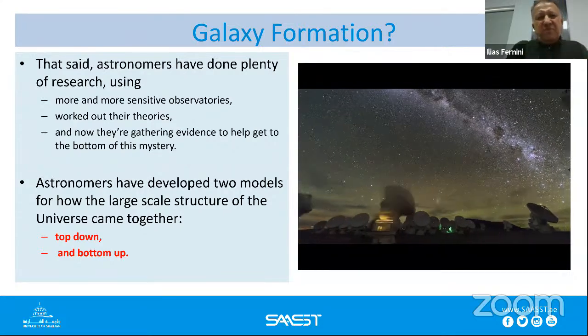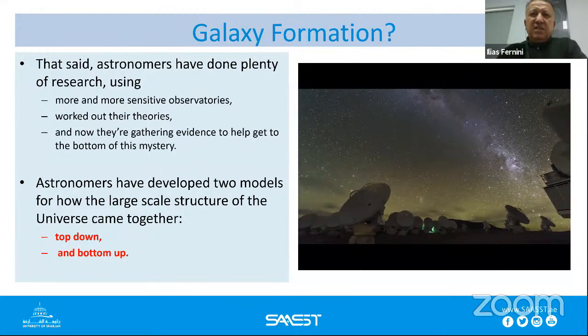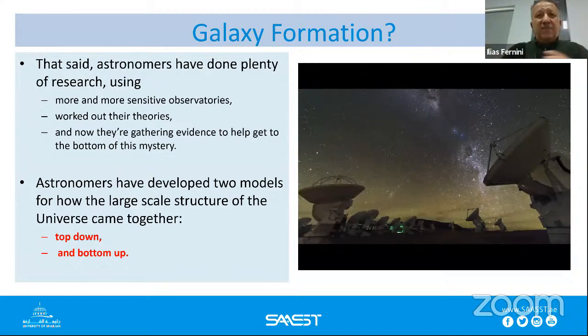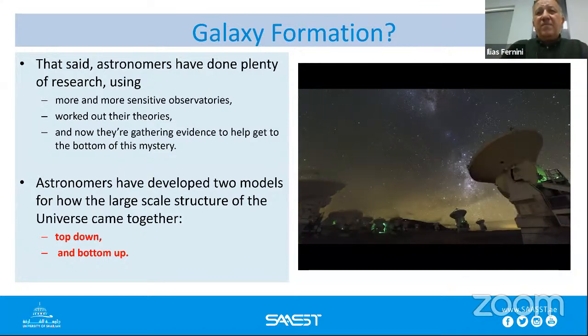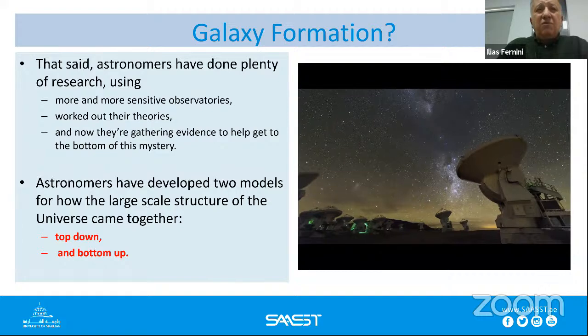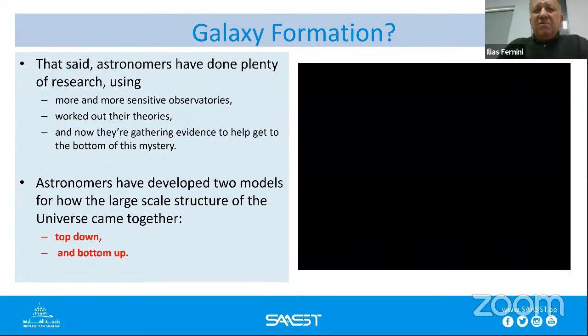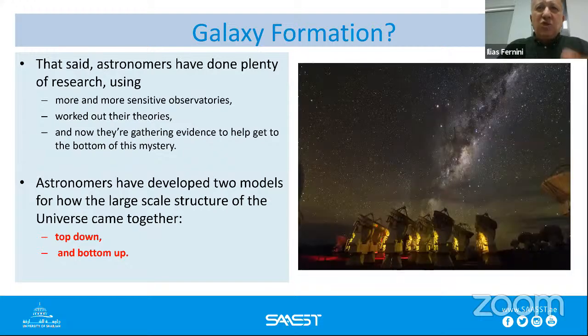Which comes first? Is it a supermassive black hole, or is it what we call the galaxy? Currently there are two models, and I won't go into the details, but let me present the idea behind these two models. We have a top-down model, meaning that we start from something big, and that something big will give us something small, until we arrive at stars. Or we have the bottom-up model, meaning that we go from something small, stars, and build up until we get something quite big. So which one is right?